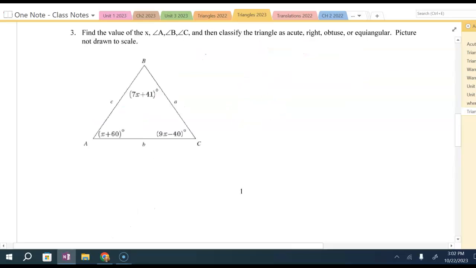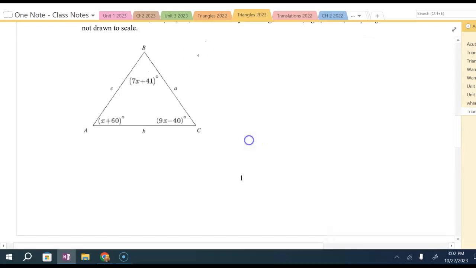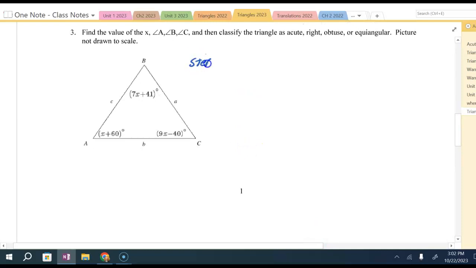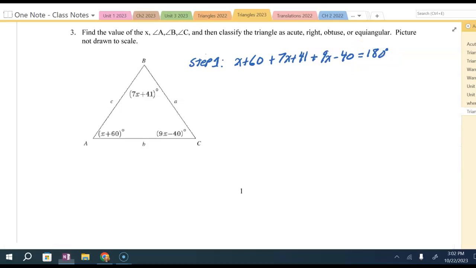If we look at problem number 3, this is a review from unit 1, but we're also going to classify the triangle after we figure out the value of x and the 3 angles. So step 1 is all the angles add up to 180. So x plus 60 plus 7x plus 41 plus 9x minus 40 is equal to 180 degrees.